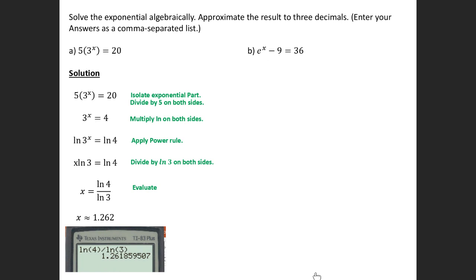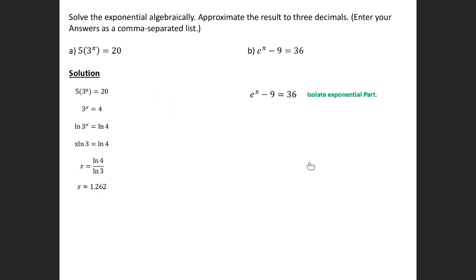So let's go ahead and isolate our x as much as possible. So what we'll do is we're going to add 9 on both sides. And this is going to give us e to the x is equal to 27. Again, because I want to use my properties to bring down the x, I'm going to take the natural log of both sides. Right, so this is going to give me the natural log of e to the x is equal to the natural log of 27.